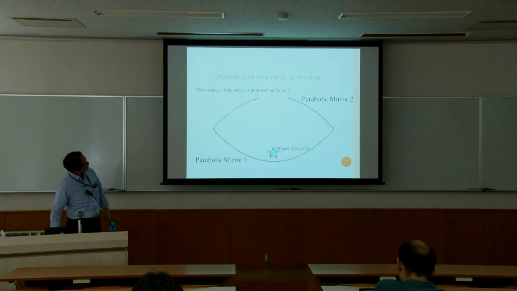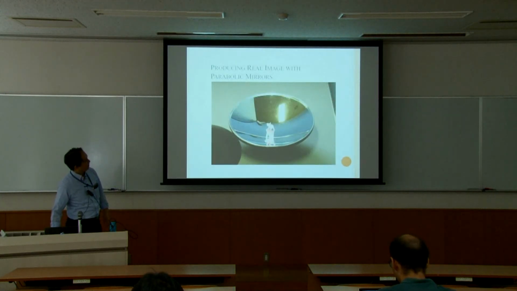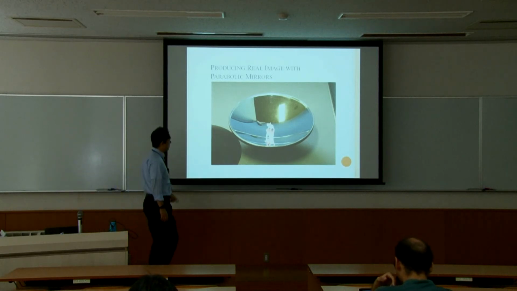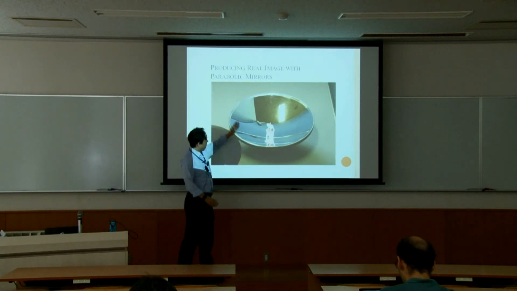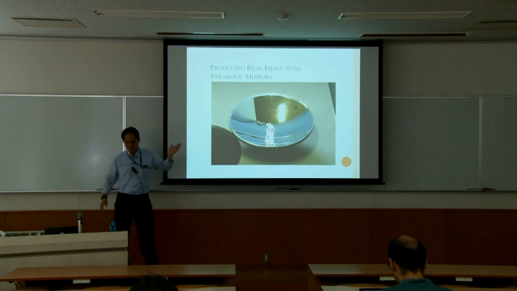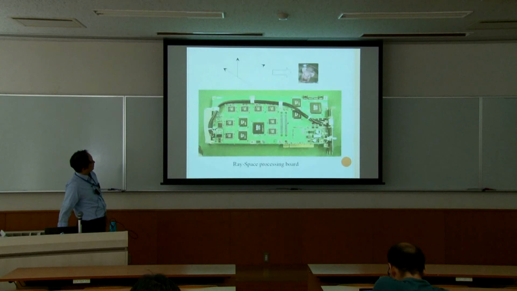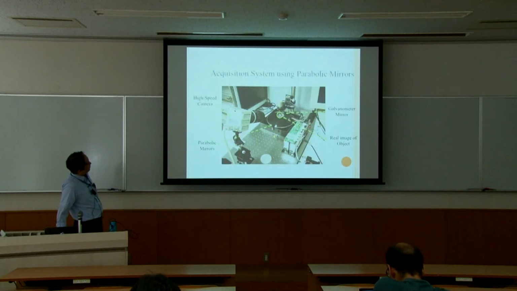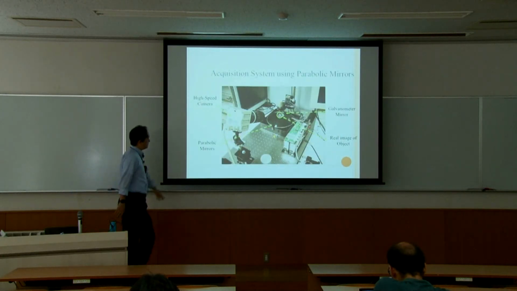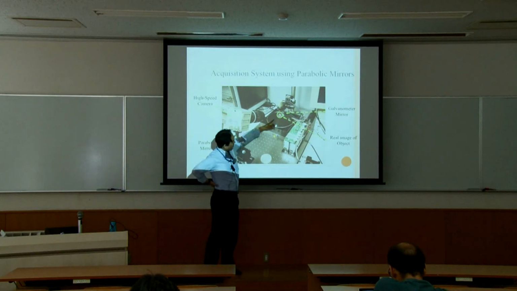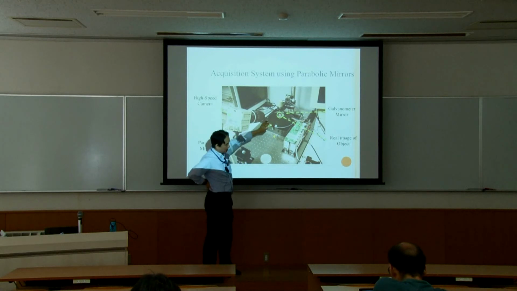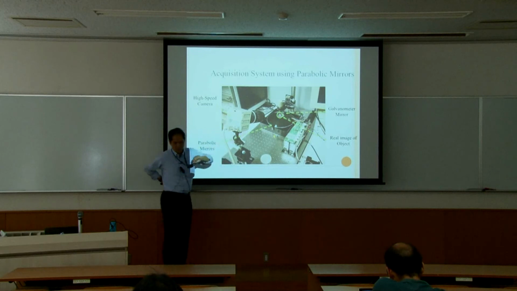So we constructed some optics like this, and the object is a pig here, on the bottom of a parabolic mirror. And we used this and developed some boards. And this is the real image of the object, the pig. And the galvanometer mirror oscillates. And we capture this image using a high-speed camera.